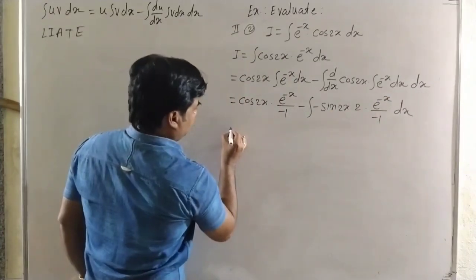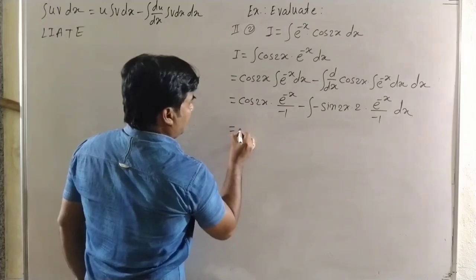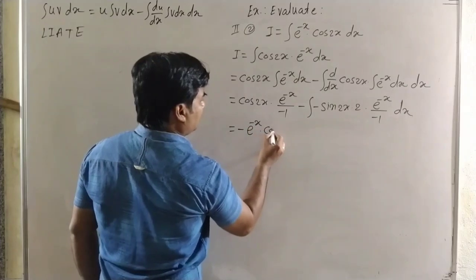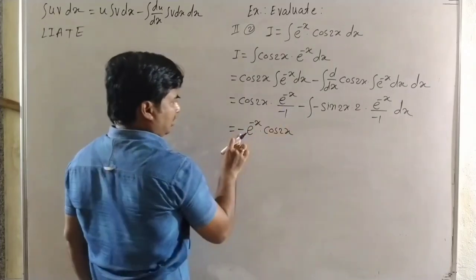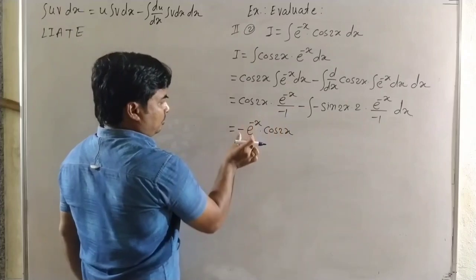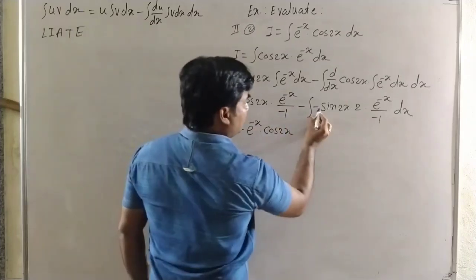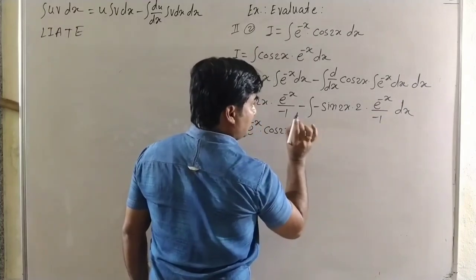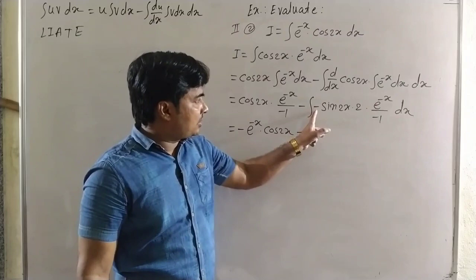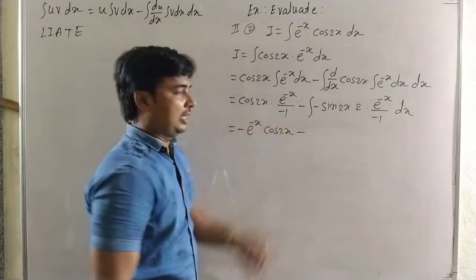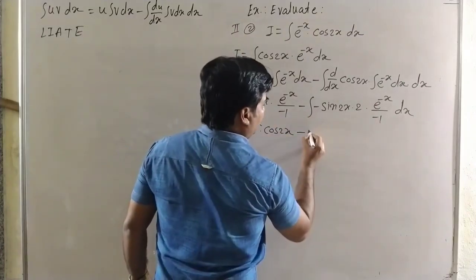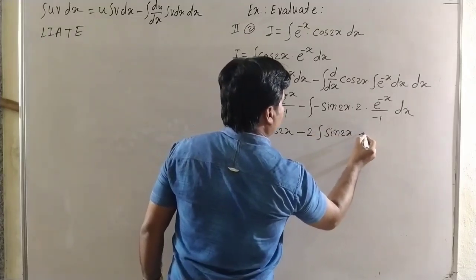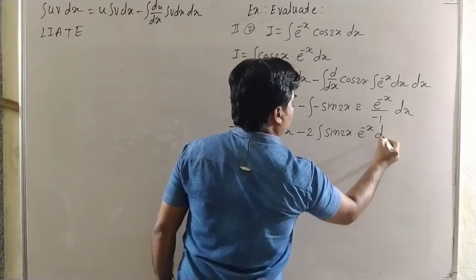Now this can be written as minus e raised to minus x into cos 2x. Okay, here minus e raised to minus x, and it is cos 2x. Minus minus is plus, but again here it is minus, so we can write minus. See carefully: minus minus plus, and again it is minus, so it is minus. Here we can take 2 outside the integral, and now sin 2x into e raised to minus x dx.